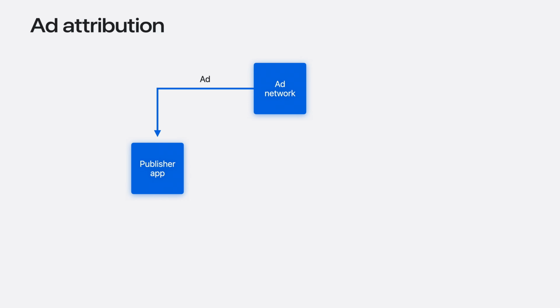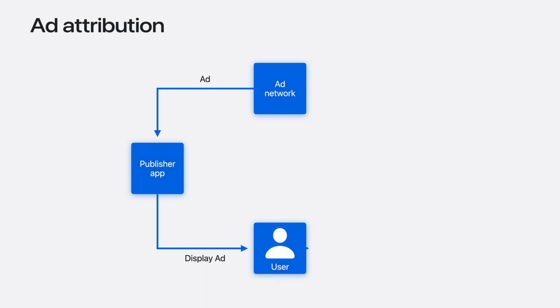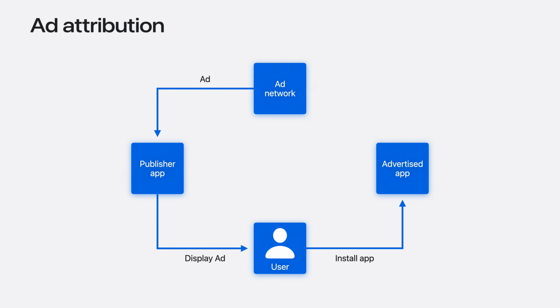Ad networks generate, sign, and serve ads to publisher apps. Publisher apps display the ad to the person using them. They install the advertised app, and as they engage with it over time and after the measurement period has passed, a postback containing conversion information is sent to the ad network.